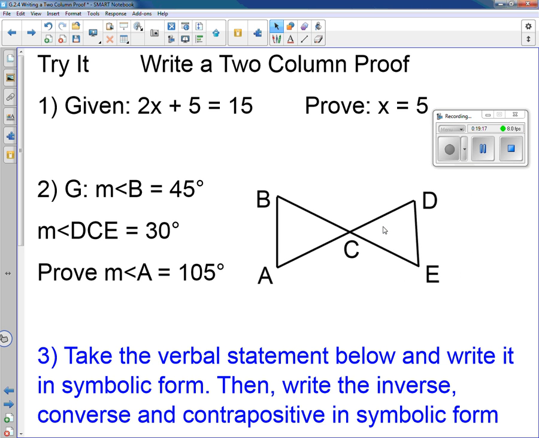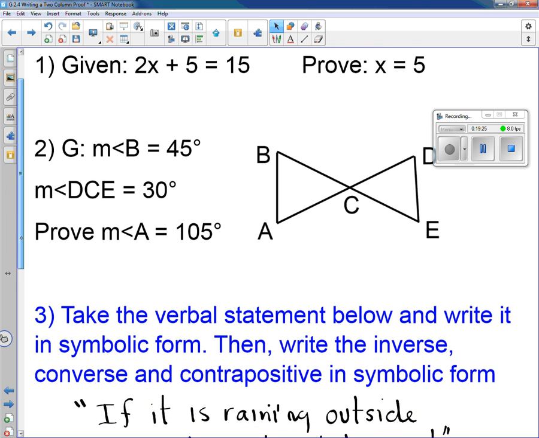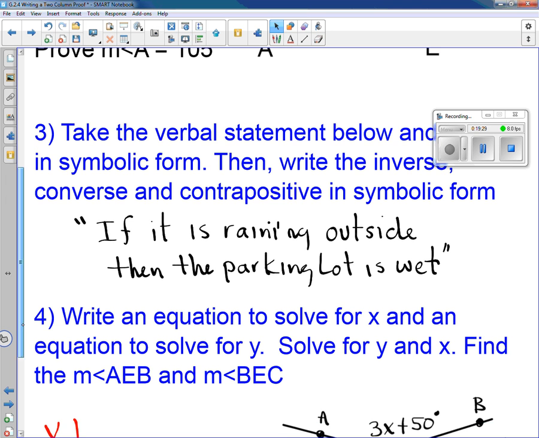So I want you to think through this one. You won't be able to do it super quick. This one's going to be quick, the one at top, 2x plus 5 equals 15. All right, so you're going to write a 2-column proof for those 2. Make sure you write statement, reasoning, the bars, and all that stuff, okay?